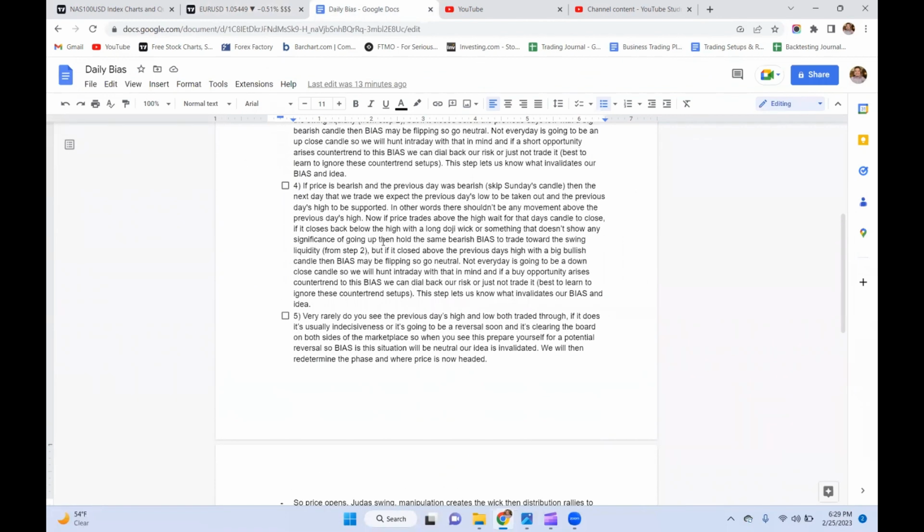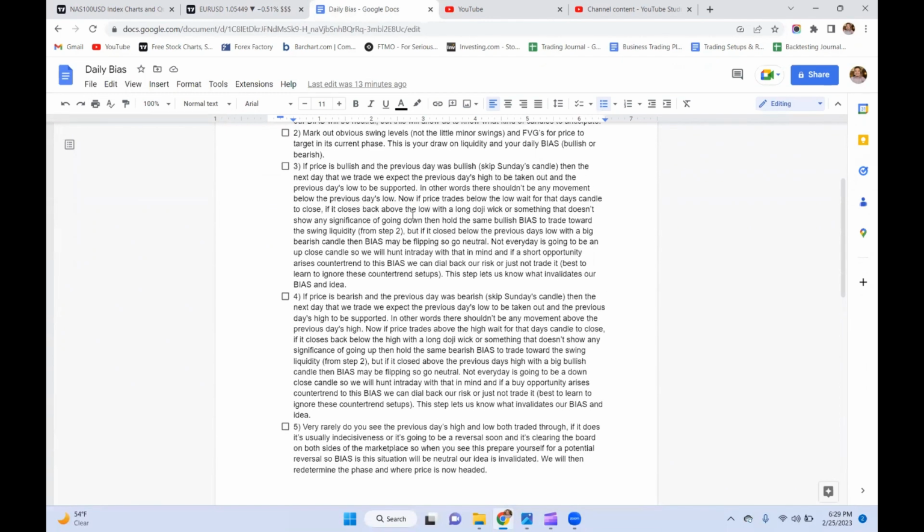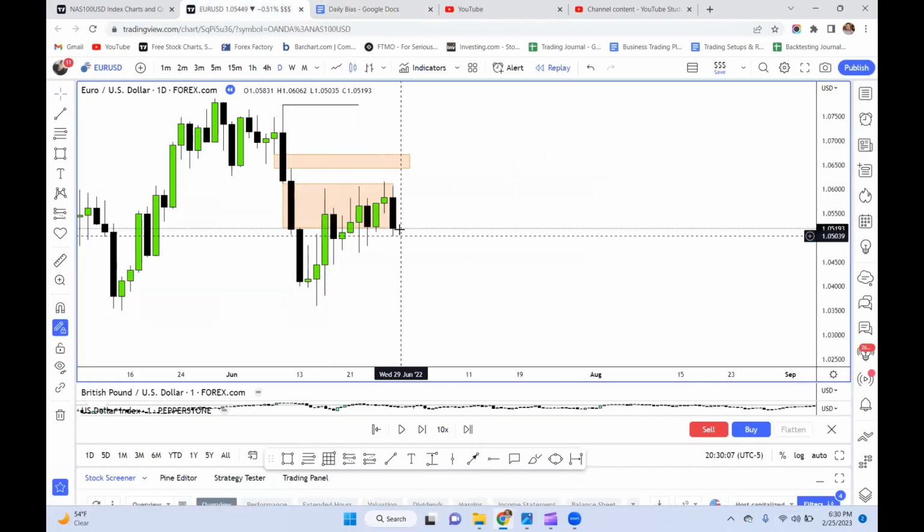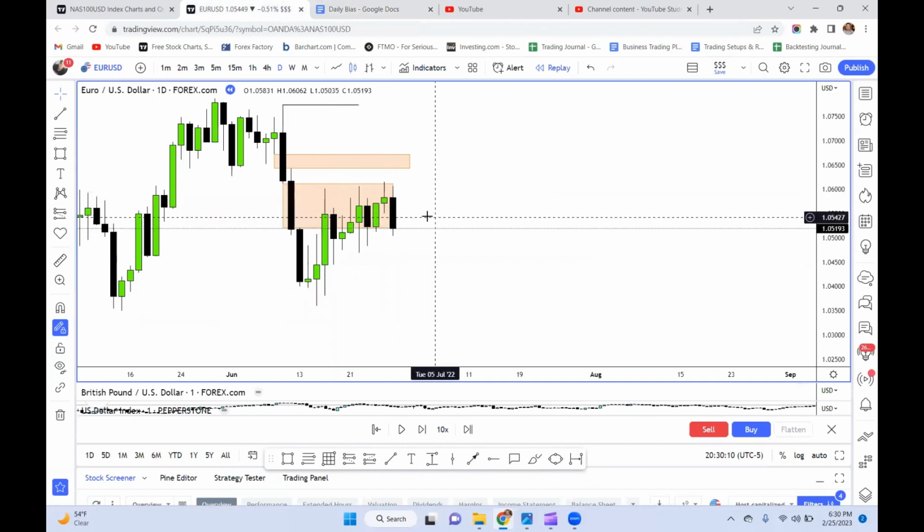So right here, as soon as price broke down, traded through with this right here, this is where we say, now if price trades above the high, wait, that's if it's bearish. Now, if price trades below the low, wait for that day's candle to close. If it closes back above the low with the long doji wick or something that doesn't show any significance of going down, then hold the same bullish bias to trade towards the swing liquidity. But if it closed below the previous day's low with a big bearish candle, then bias may be flipping. So go neutral. So right here, we are neutral because this is that big significance going down.